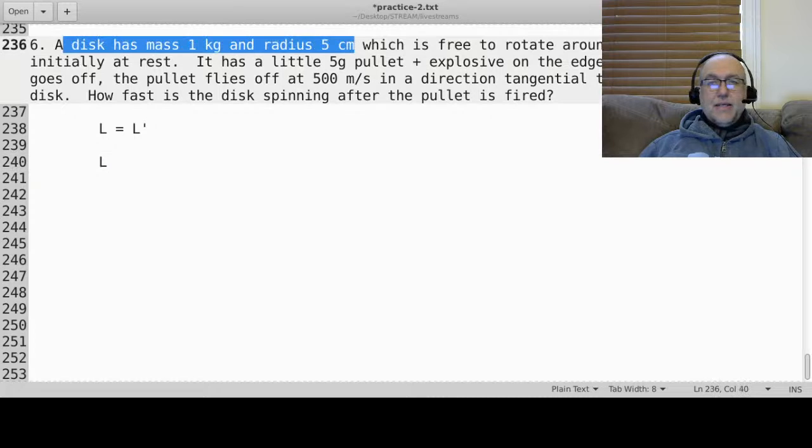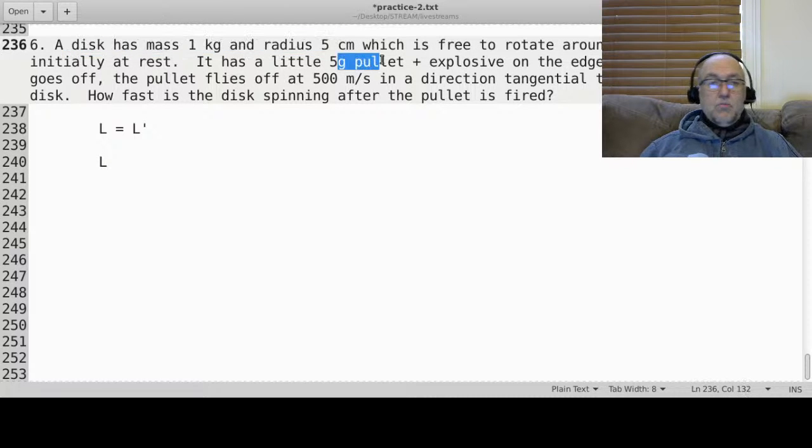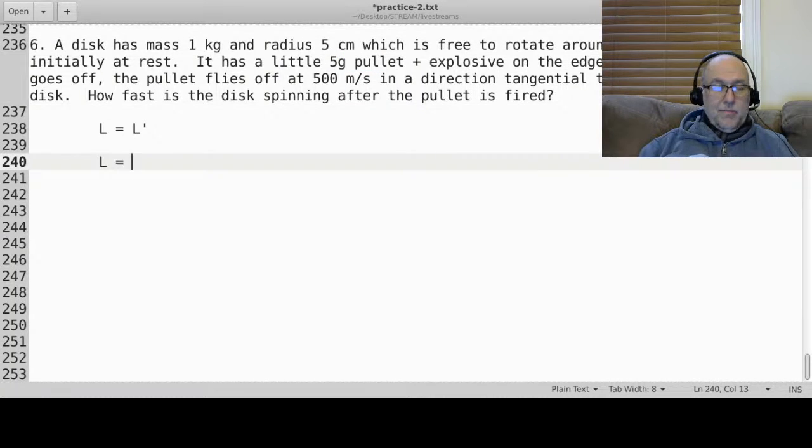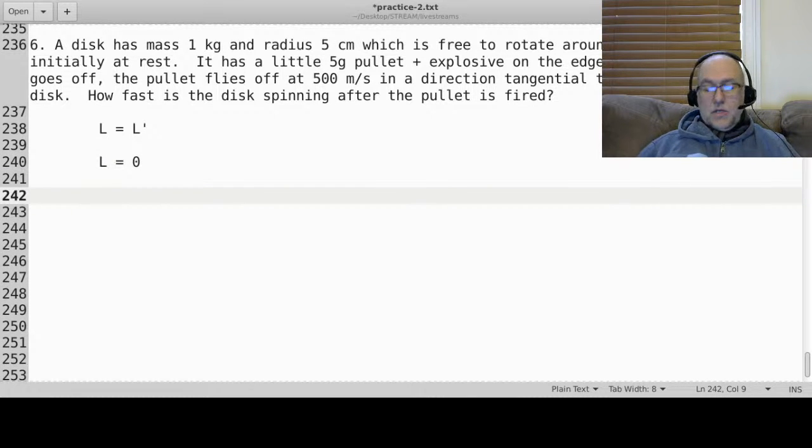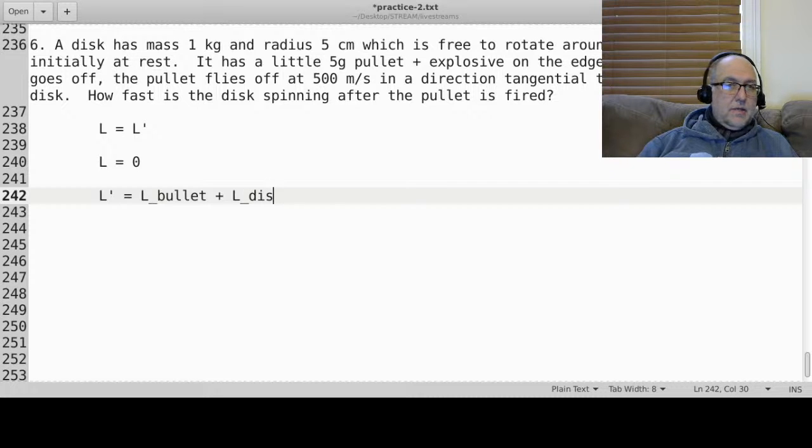So what's the angular momentum before? Not only is the disk at rest, but I should have probably said the bullet, which is sitting there on the disk, is also at rest. Everything is at rest before that explosion goes off, and so the angular momentum before is 0. Let's not worry about the units right now. So what's the angular momentum after? Well, the angular momentum after is going to be whatever the angular momentum is of the bullet plus the angular momentum of the disk.